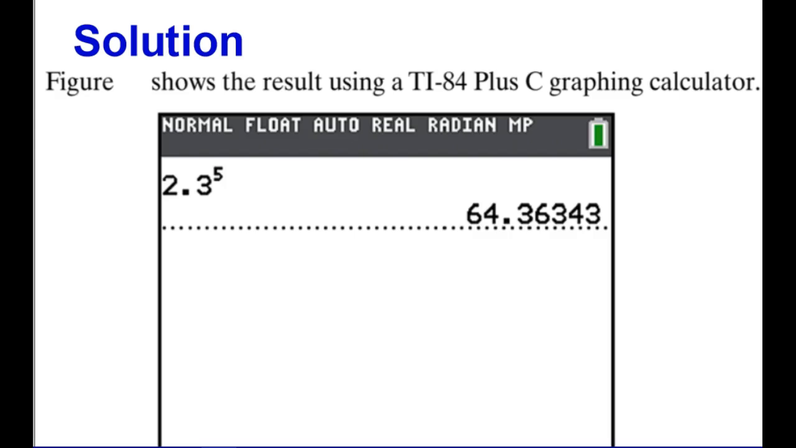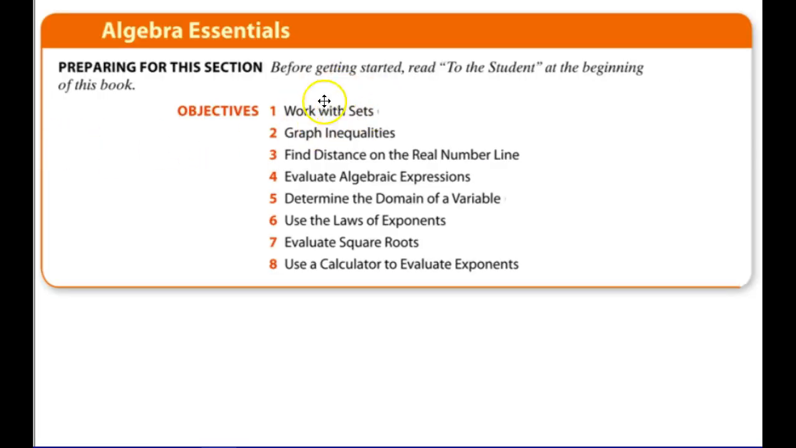Okay, so now let's go back and look at our learning targets, to make sure that we understood what we were doing. Working with sets may be the only real new thing that we've done in this section, so make sure that you understand the different notations. Then we graphed some inequalities and found distances on number lines. Evaluating was just where we plug in the numbers that were given. We looked at the domain, which is all possible input values or x's. We looked at the laws of exponents and some square roots, and then we looked briefly at what a calculator would look like. So now that we've gone through all of these learning targets and objectives, go ahead and work on that homework for this algebra review section.